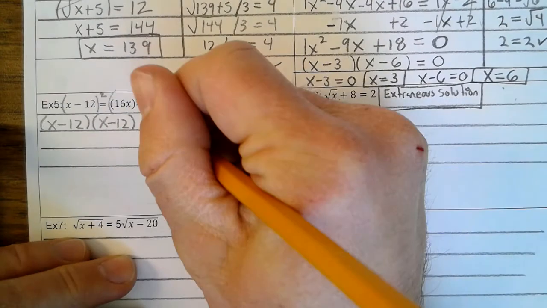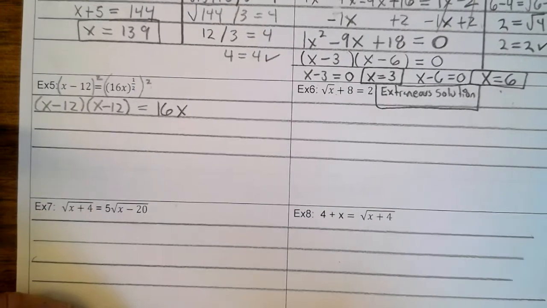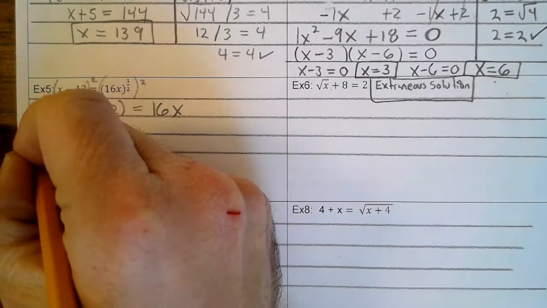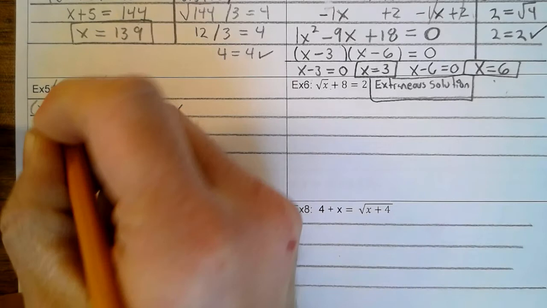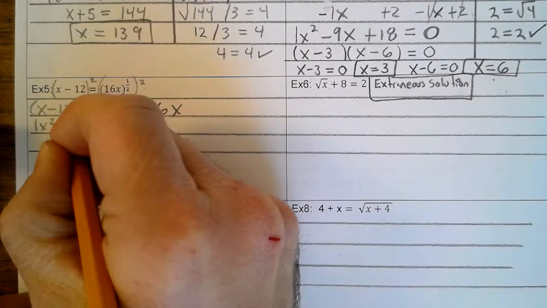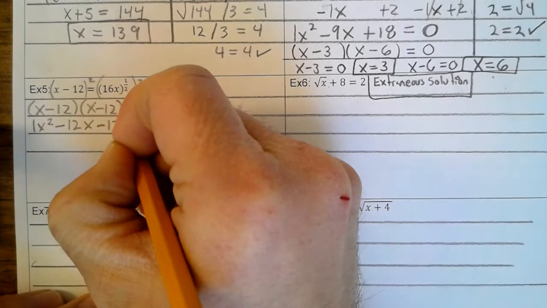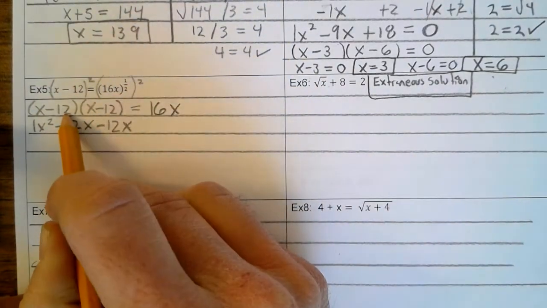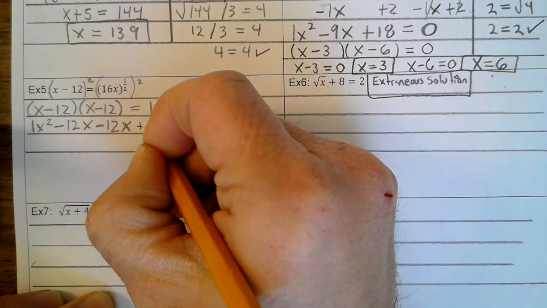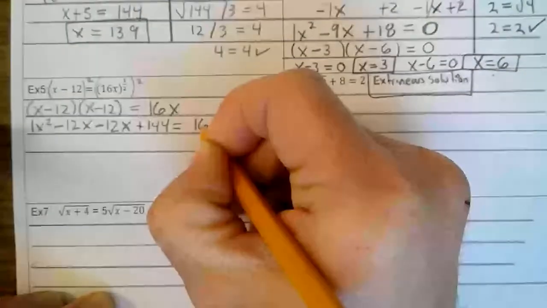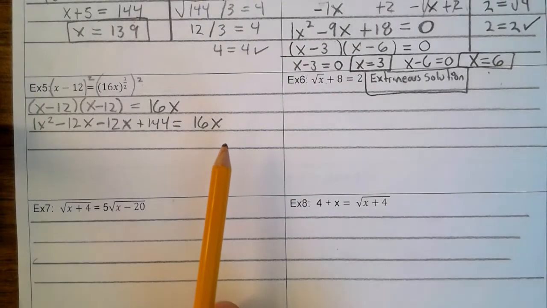So we distribute, or we FOIL, so x times x is 1x squared. x times -12 is -12x. -12 times x is -12x. -12 times -12 is a positive 144 equals 16x. Now, it appears my pencil is getting dull, so give me like 8 seconds, and I'll get a new pencil and be right back.